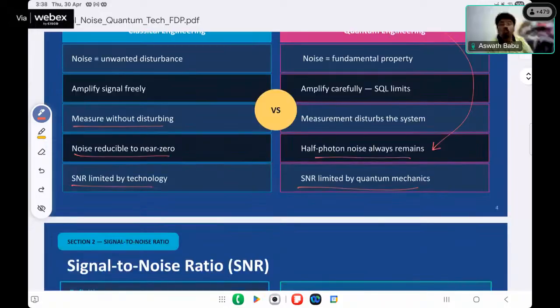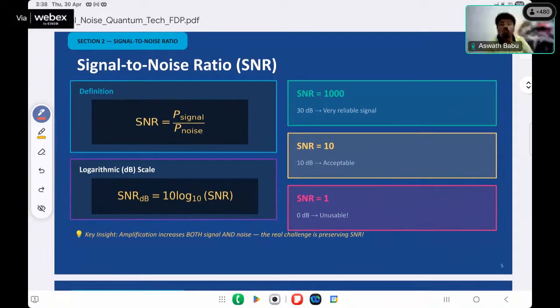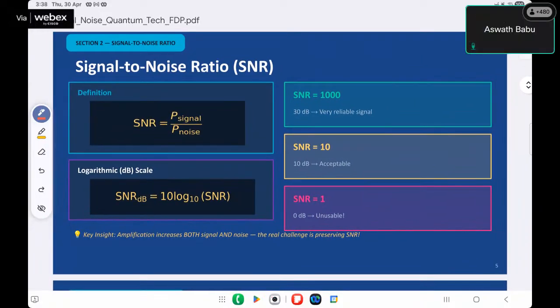I hope you now have the comparison between classical and quantum, and why we need to do this. As a part of today's session, we will see what the signal to noise ratio is. Signal to noise ratio is just a comparison between how much power is in the signal and how much power is in the noise. It's a simple ratio. People usually describe it in terms of decibels. What is a decibel?